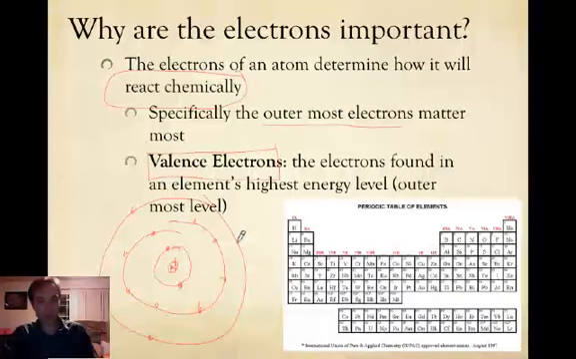Why are they important? Because they're on the outside of the atom. When this atom comes in contact with another atom, these are the first electrons that will come in contact with that other atom. So they're going to react, they're going to be responsible for interacting with another atom.